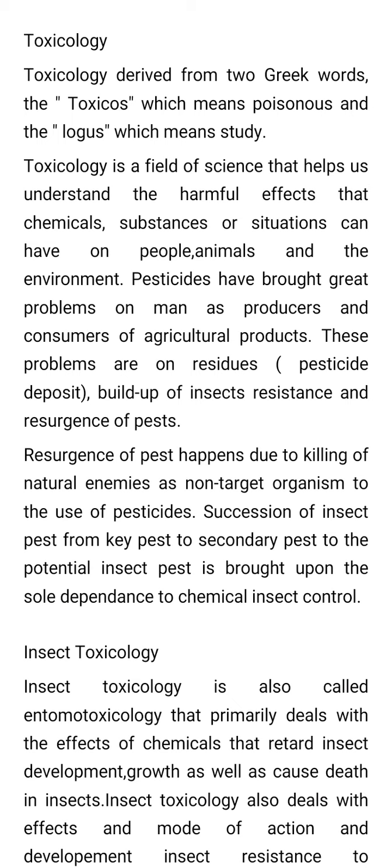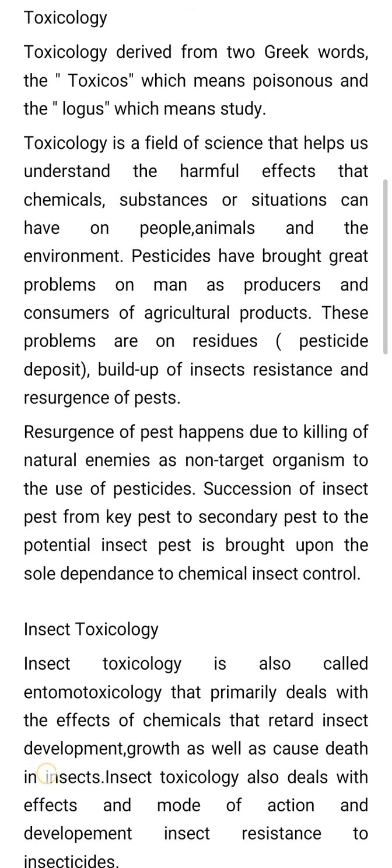Pesticides have brought great problems on man as producers and consumers of agricultural products. These problems are on residues, build-up of insect resistance, and resurgence of pests. Resurgence of pests happens due to the killing of natural enemies as non-target organisms through the use of pesticides. Succession of insect pests from key pests to secondary pests to potential insect pests is brought upon by the sole dependence on chemical insect control.